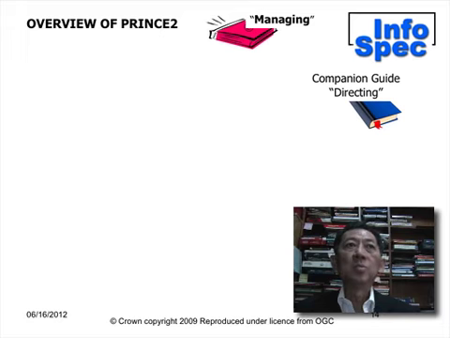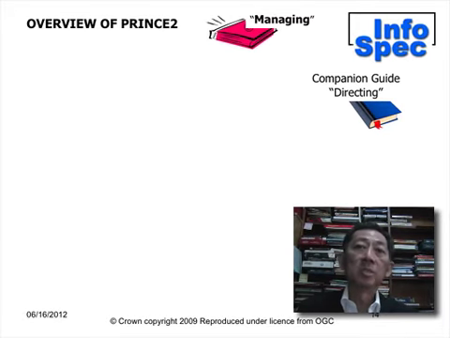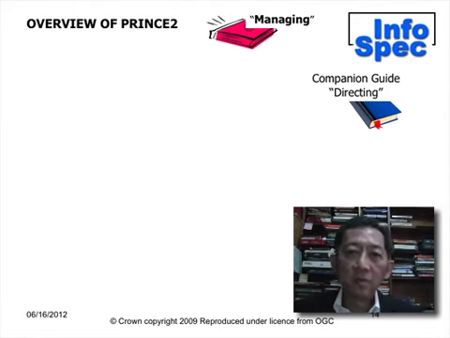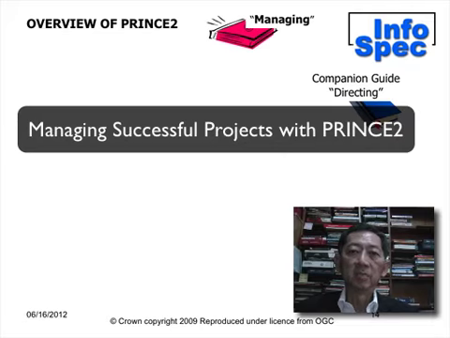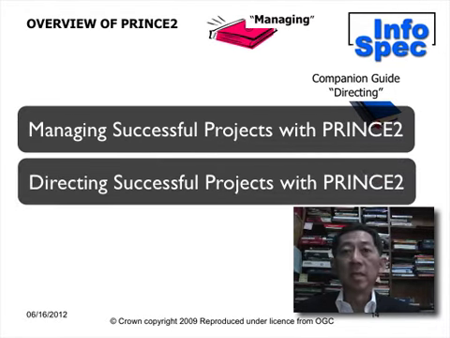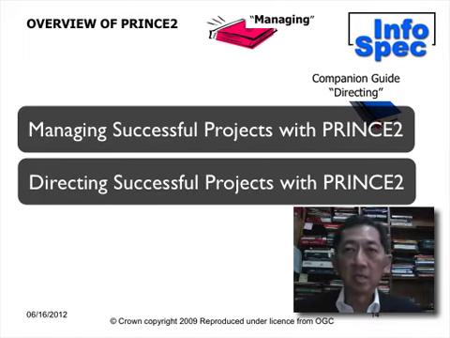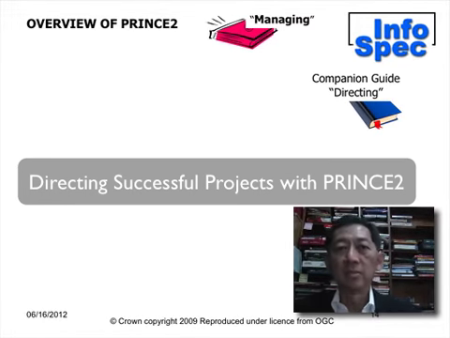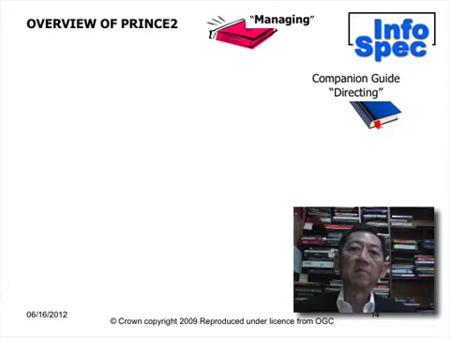In this session, we shall be talking about Prince2 in general, and I'd like to give you a quick overview of Prince2. We can see that there are several books. There's a Prince2 manual, which is called Managing Successful Projects. That's our standard manual. There is also another one aimed at senior management. It's called Directing. It refers to the directing a project aspect of Prince2.